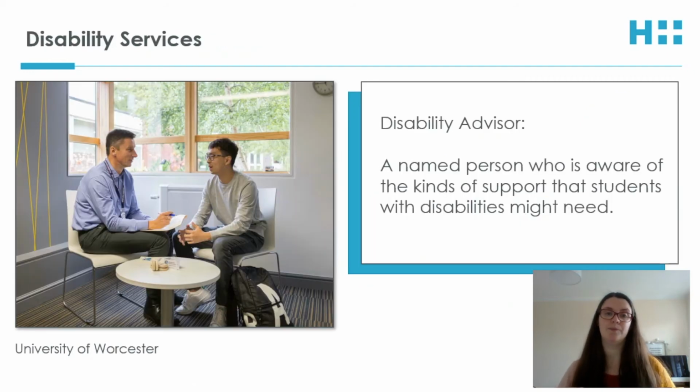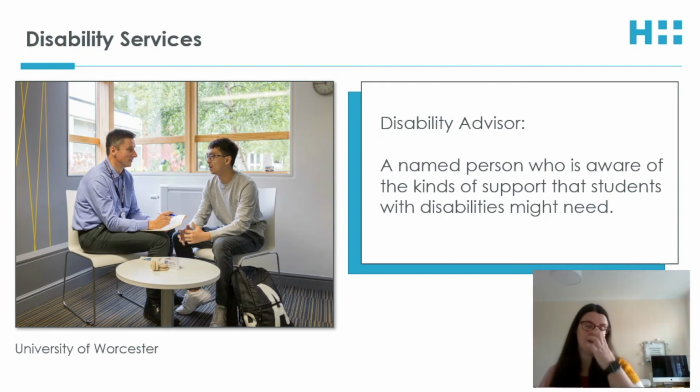Disability services. Every university has a disability advisor who is a named person who is aware of the kind of support that students with disabilities might need. You can arrange to talk to them before you even get to university to get things in place for when you arrive.